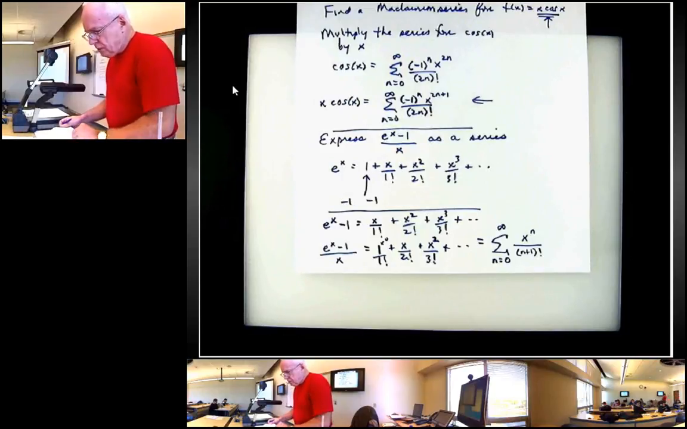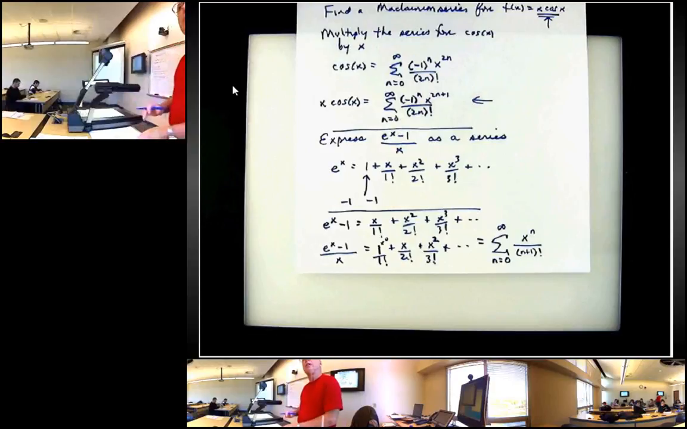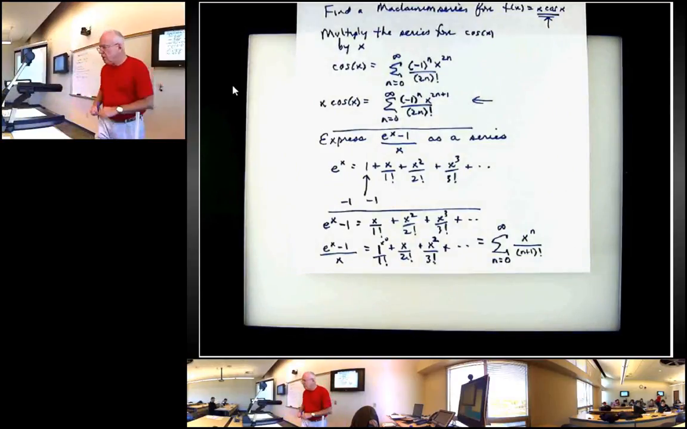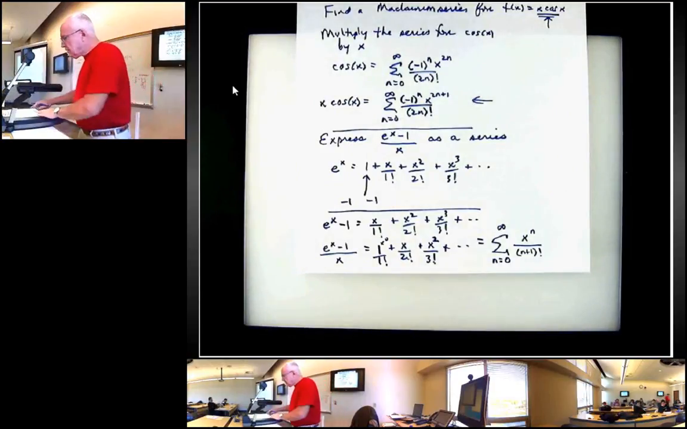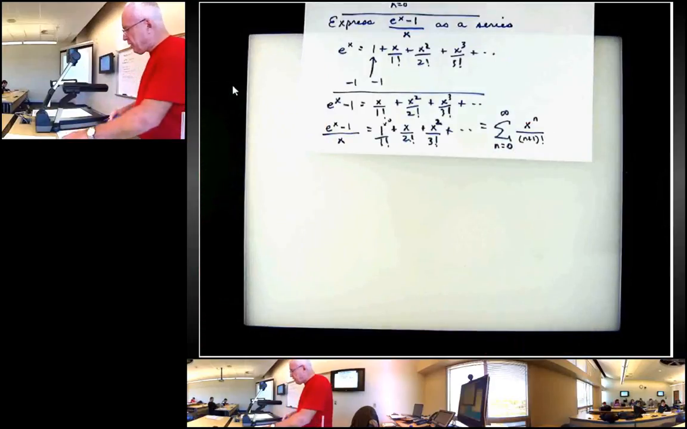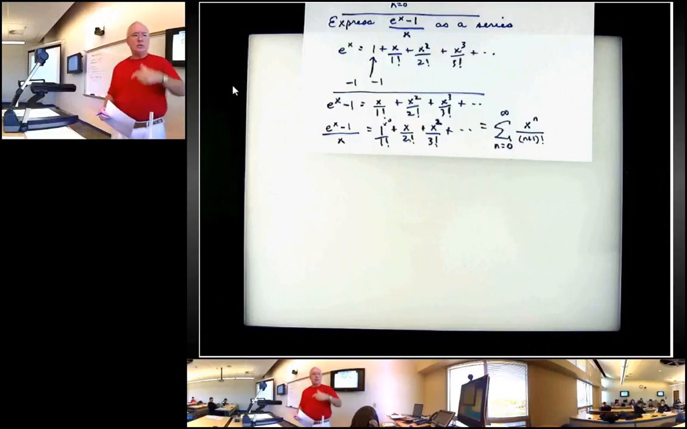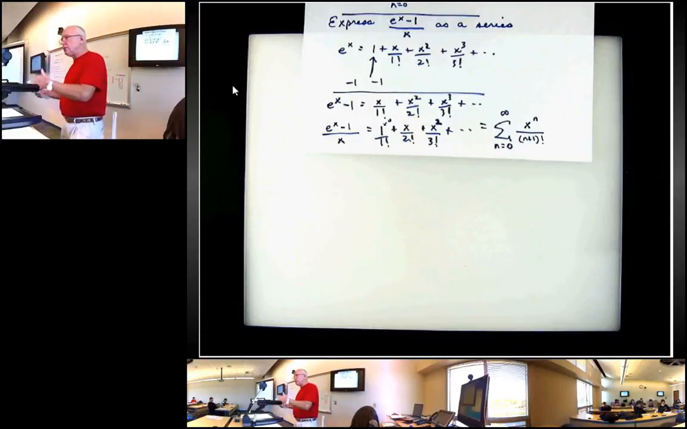Yeah, that's pretty much the kind of stuff you're going to have for this section. All right? Okay. Now, let's actually ask another question here on this one. We figured out that this is the way we can write e to the x minus 1 all divided by x as a series.